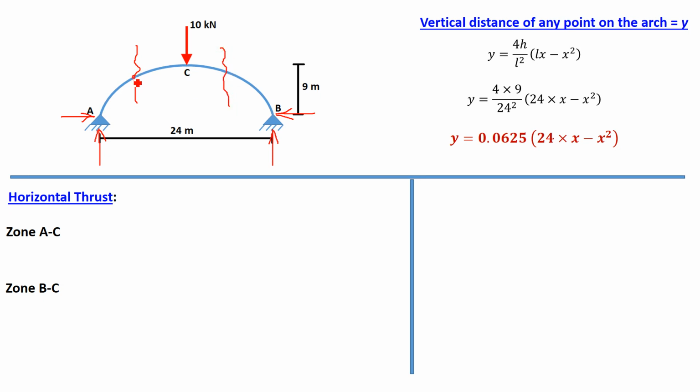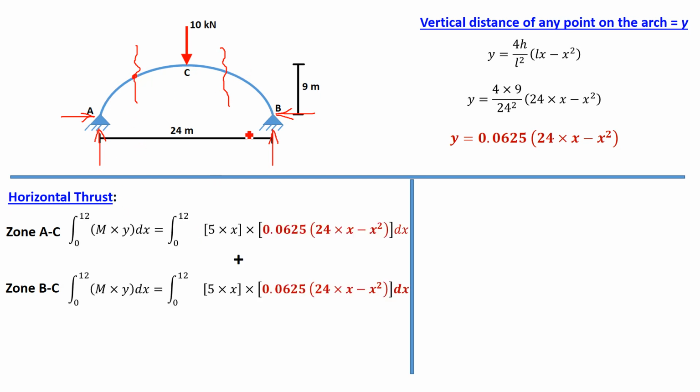So here, if you take a section at this point in the left zone, that is A to C, and here if you take a section in the B to C zone, this is the point. Okay. Now how to write this down? Now for the A to C zone, the limits are: at A support, if you assume x equal to 0, at C point we are getting x equal to 12, right? So the limits of this integration will be 0 to 12. Okay. Now we are taking moment here.